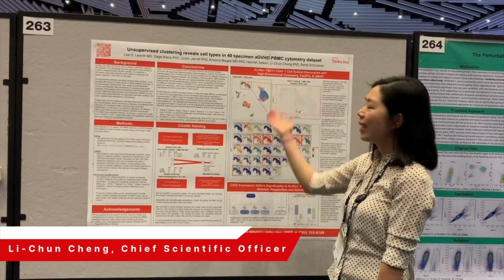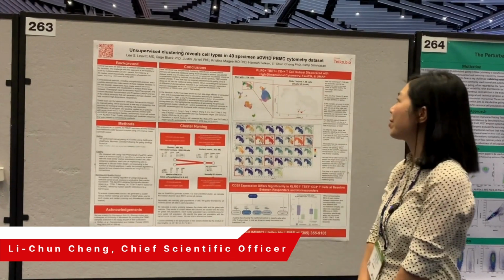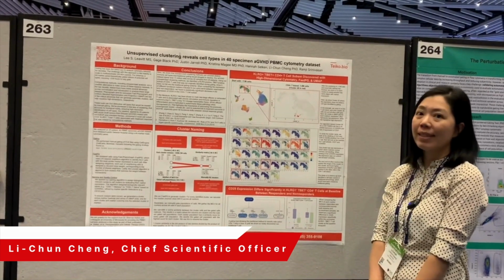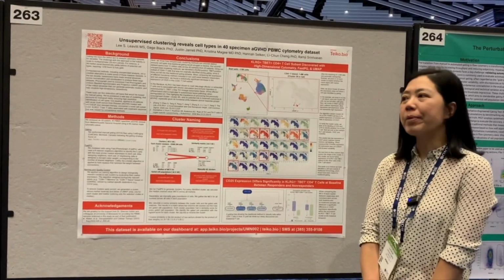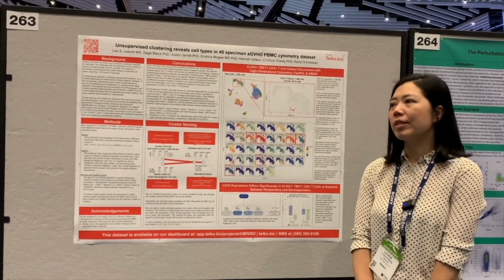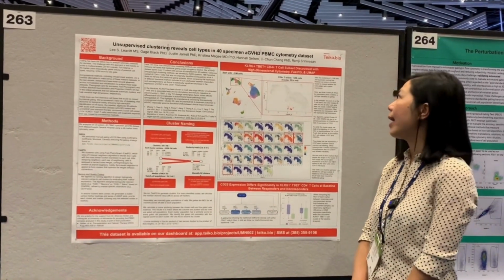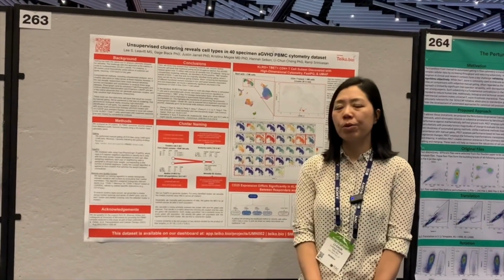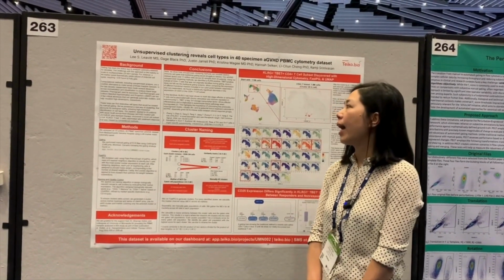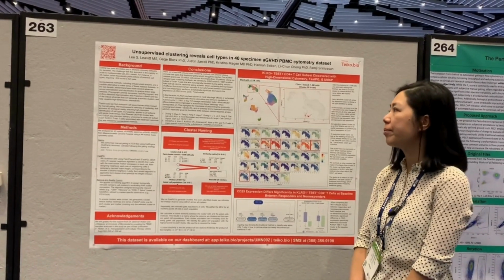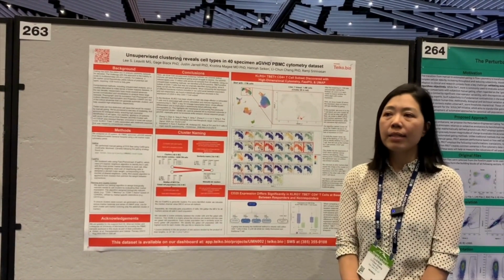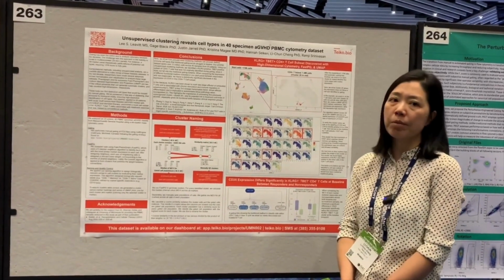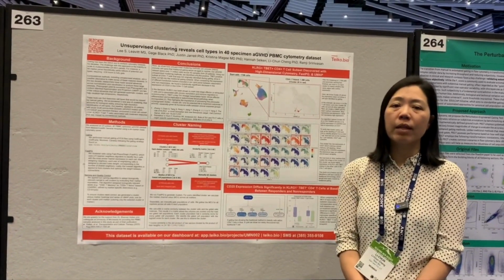One of the posters is titled Unsupervised Clustering Reveals Cell Types in a 40-Specimen GVHD PBMC Cytometry Dataset. This is work that we collaborated on with the University of Minnesota, with Dr. Sherman Holden's group. These 40 samples come from 20 patients who experienced acute graft versus host disease and underwent treatment. The cohort is evenly balanced, with half of the patients in the responder group, half in the non-responder group, and we also have baseline and on-treatment time points.